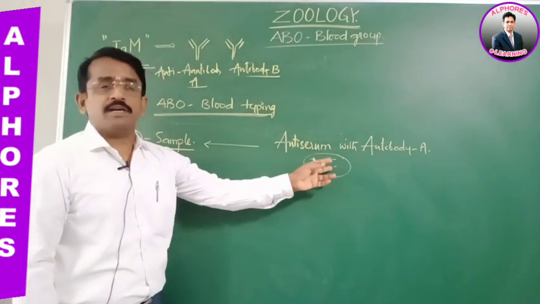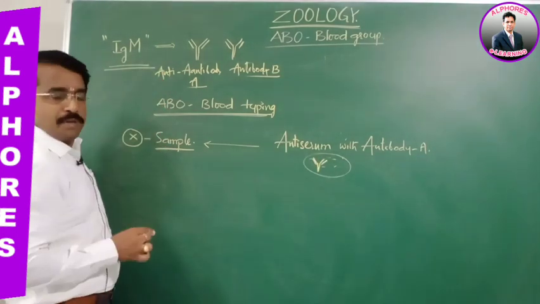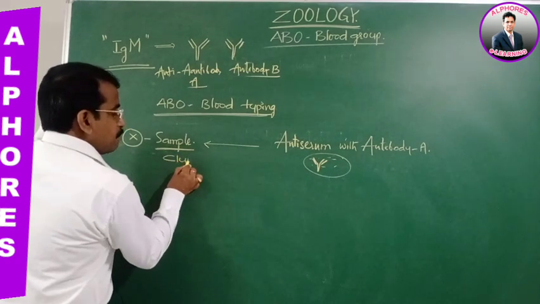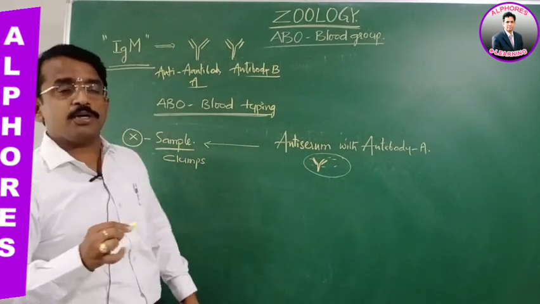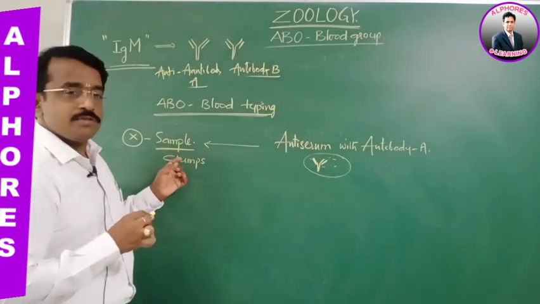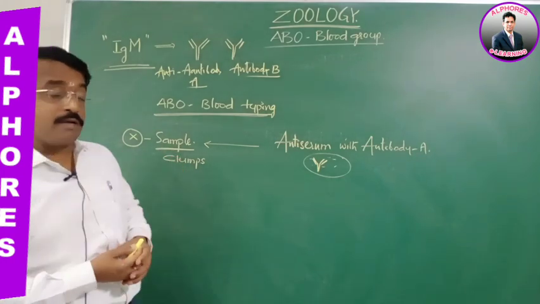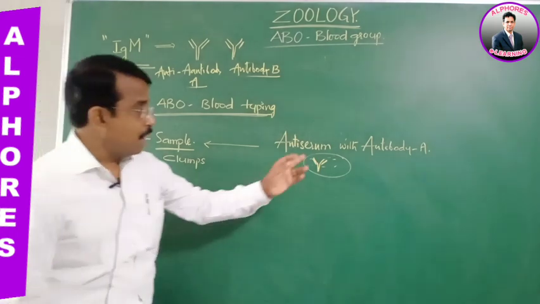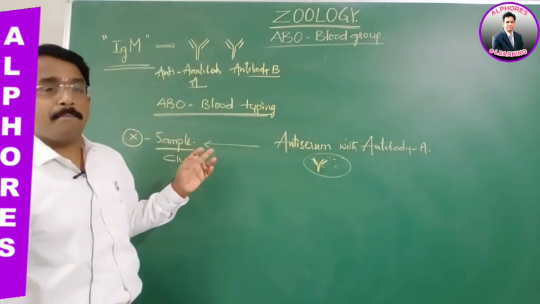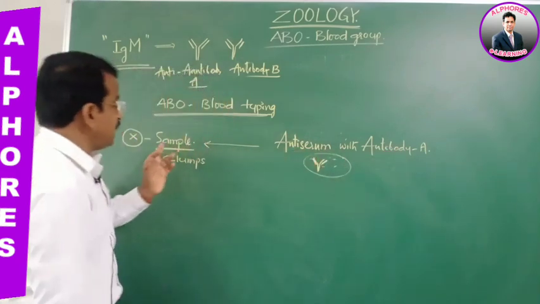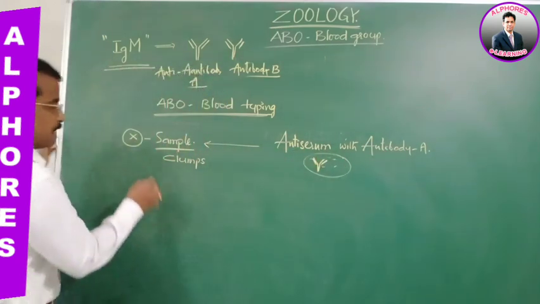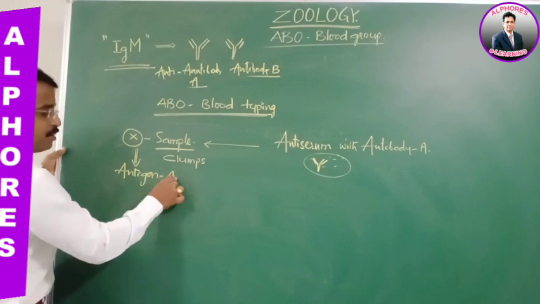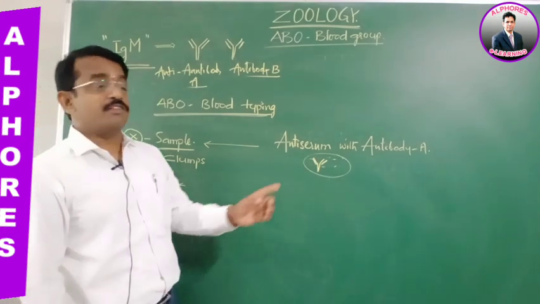When this anti-serum with antibody A is exposed to the X sample that we don't know, if it clumps, or if it is agglutinated, then when does the clumping or agglutination take place? Similar antigen and similar antibody. So if the antiserum with the antibody A clumps with the X sample, what do you mean by this? You mean to say that this X sample is with the antigen A. Is it right or not? Definitely. Similar antigen and antibody clump.